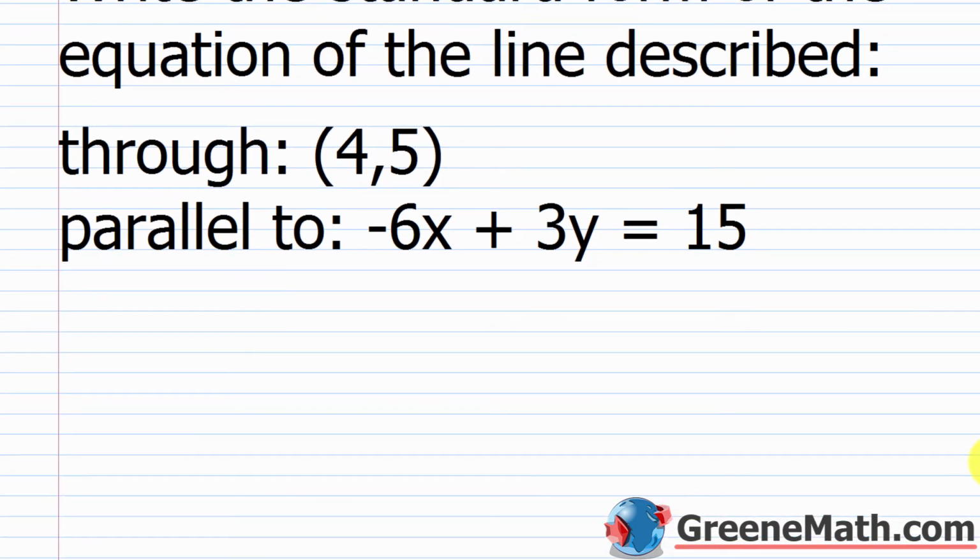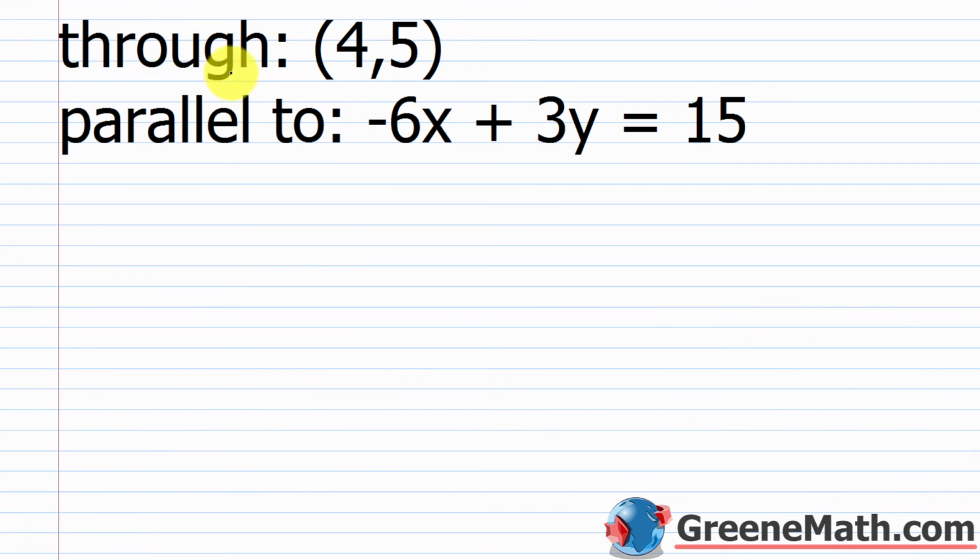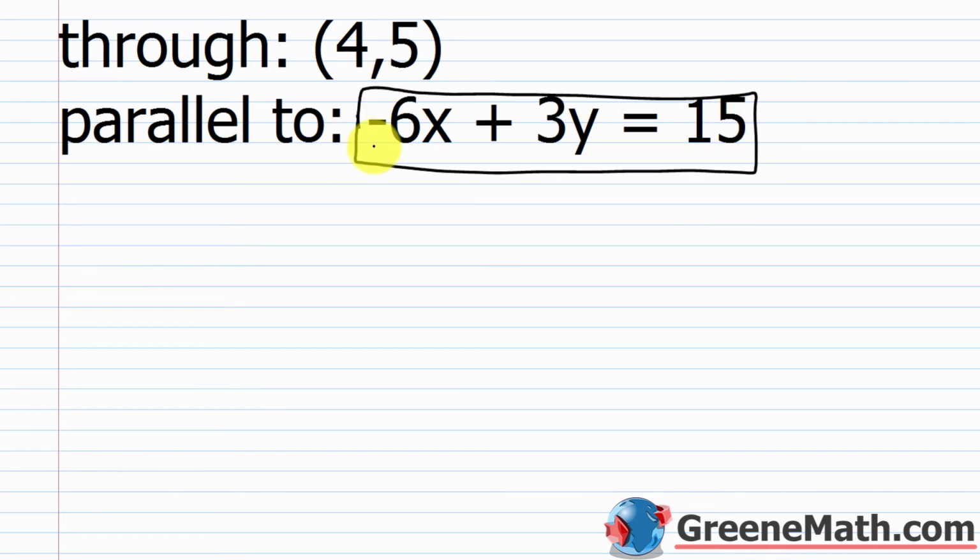So we're given this information here. It's through the point (4, 5). And it's parallel to this equation here, negative 6x plus 3y equals 15. So remember, if I have a slope and I have a point on the line, I can use my point slope form. Okay? But before we get to that, we don't know what the slope is until we figure out a little information with this equation here. Right? We don't know the slope.